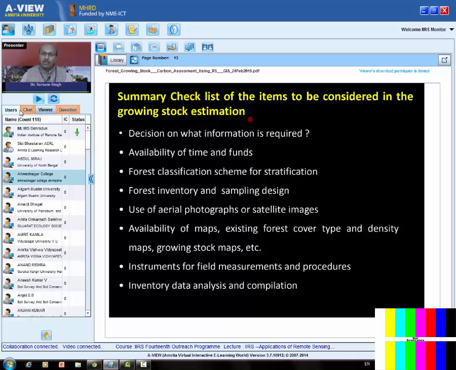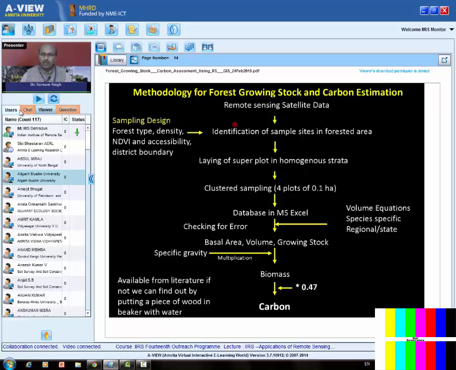So in summary, let us say what are the things we need to do immediately. First, let us decide what information is required. Then decide on the availability of time and funds. Then what kind of classification scheme is required for stratification, forest inventory and sampling design, use of aerial photographs or satellite data, whatever it may be, we can decide on that. And then existing information like maps, forest cover type and density maps from different agencies which are readily available to us can also be used. And then what kind of field instruments are required and we need to procure, and the procedures have to be followed. And then start the inventory, the data analysis and then compilation.